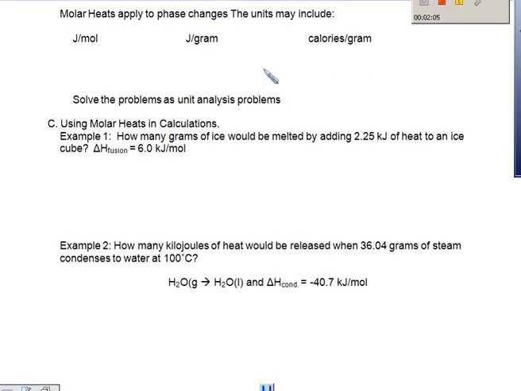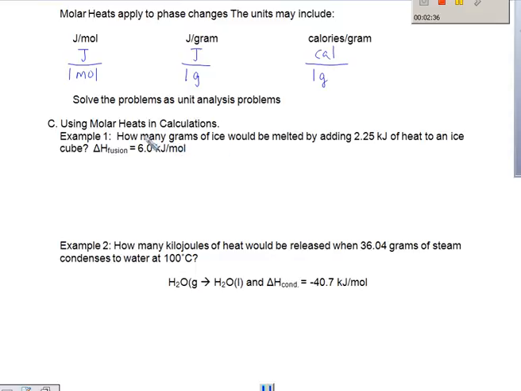Let's take a look at the units that we're going to use when solving these problems. Joules per mole, we can also think of as being written out as joules per 1 mole of whatever substance it is that we're looking at. Joules per gram would be joules for 1 gram of whatever substance we're looking at. And calories per gram, and I'm going to abbreviate calories CAL, would be calories for 1 gram of whatever substance we're looking at. So these are conversion factors here. And what we're going to do is we're going to solve these problems as unit analysis problems.